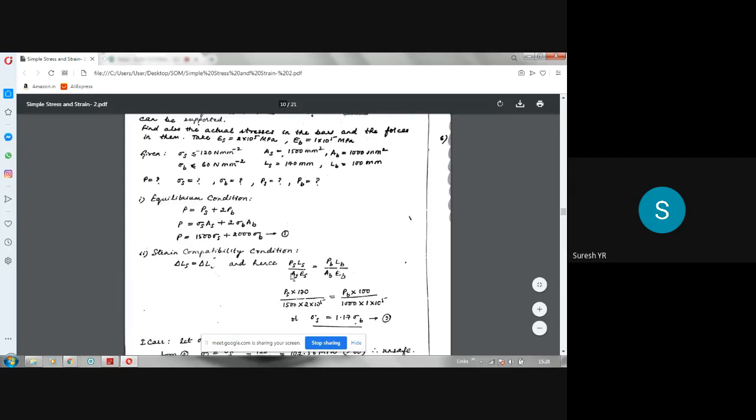Otherwise, you can do one thing: PS by AS you can write as sigma S, so you need not substitute for AS, and PB by AB can be written as sigma B. If you substitute that and simplify, you will get sigma S is equal to 1.17 sigma B. This is the relation between the stress values in steel and brass. So this is one equation, this is another equation. There are two unknowns and two equations.